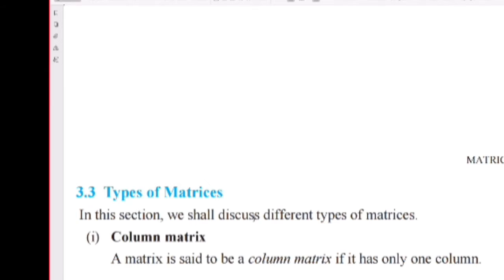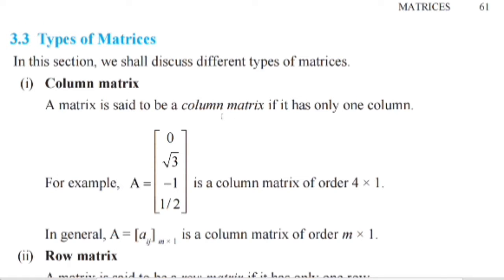The types of matrices. A matrix is said to be a column matrix if it has only one column. So you can see there is only one column here. There are 4 rows. So this is a column matrix. So the order of this matrix is 4 by 1. We write it as 4 into 1, but you read it as 4 by 1.